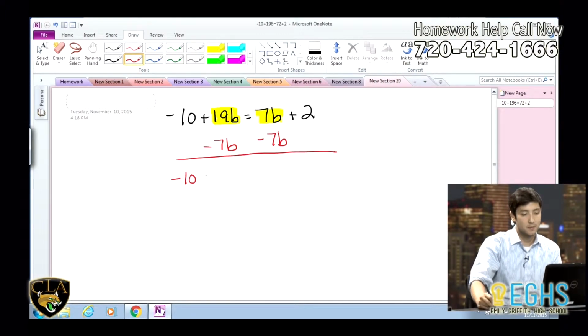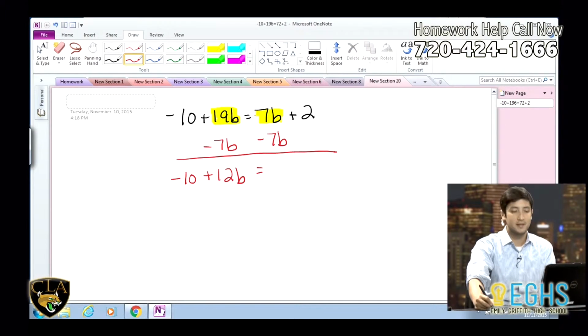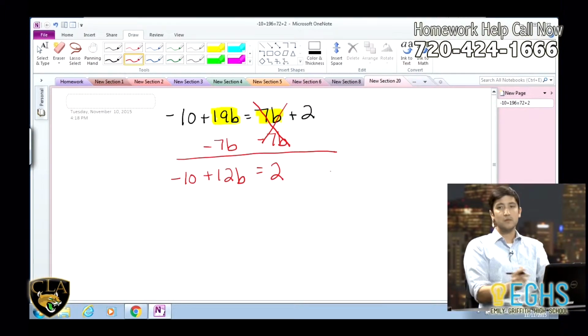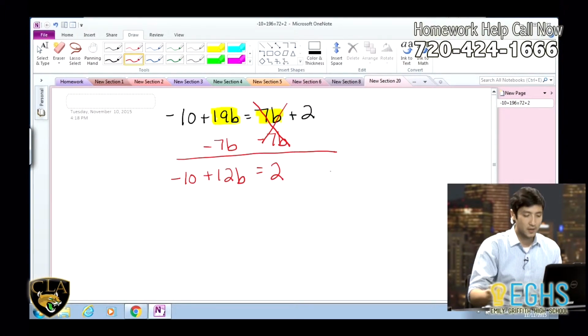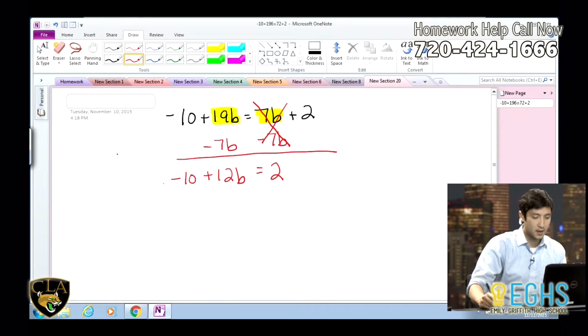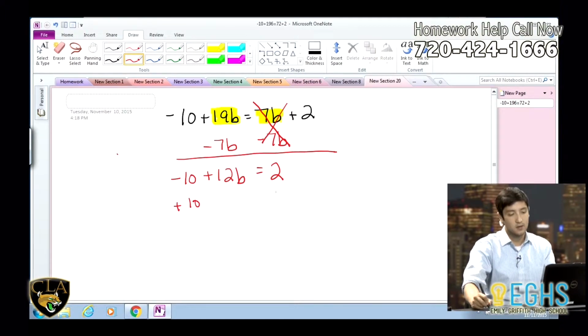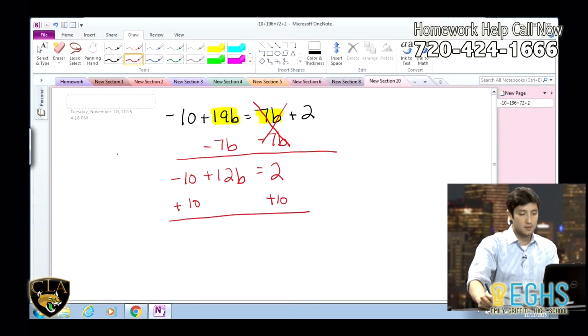19b minus 7b is positive 12b equals, and then over here, 7b minus 7b is going to be 0, so these are going to cancel out. That's the goal here, and that's going to equal 2. So we're still combining our like terms. I'm going to now add 10 to this side because it's going to cancel it out. Do the same thing to this side for equality, and these cancel out, and I'm left with 12b equals 12.